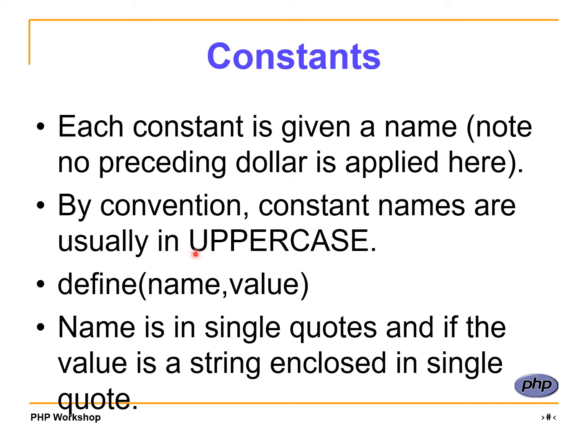In order to define a constant in PHP, we have a function called define. The define function takes two parameters. The first parameter is the name of the constant, in quotes, and the second parameter is the value stored for that name. If the value is a string, it should be enclosed in single or double quotes. Otherwise, we can simply give the value.